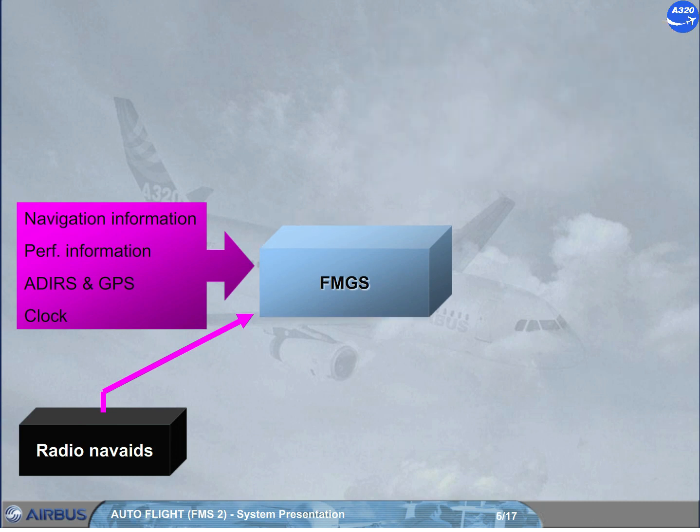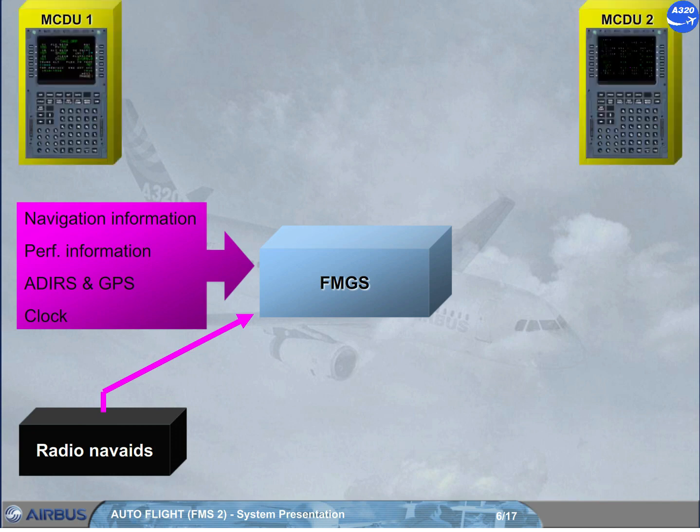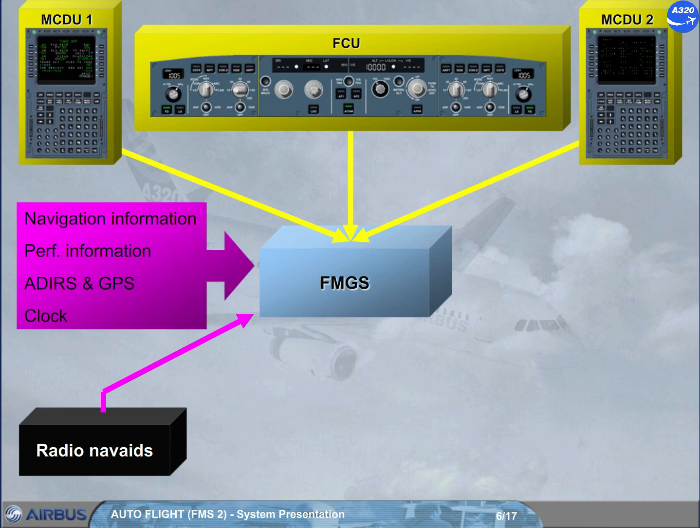The pilots provide inputs to the FMGS using 2 multipurpose control and display units, MCDU, for long-term interventions, and a single flight control unit, FCU, for short-term interventions.